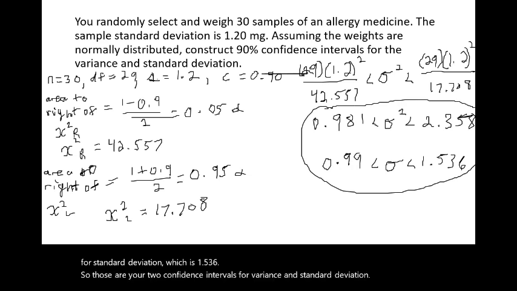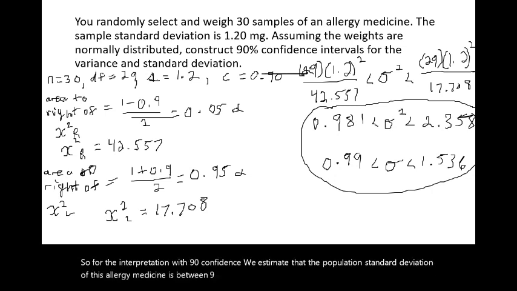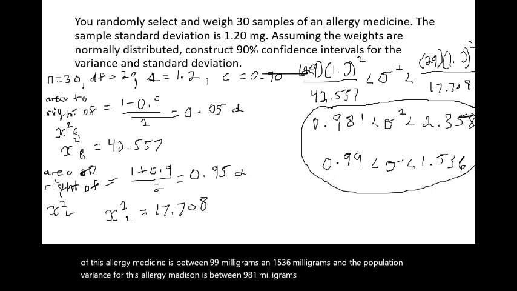So for the interpretation, with 90% confidence, we estimate that the population standard deviation of this allergy medicine is between 0.99 milligrams and 1.536 milligrams. And the population variance for this allergy medicine is between 0.981 milligrams and 2.358 milligrams.